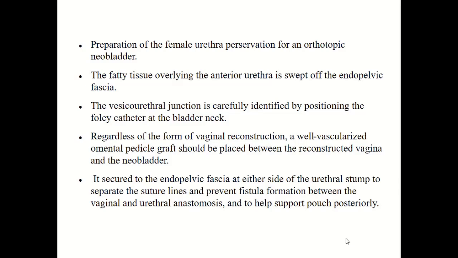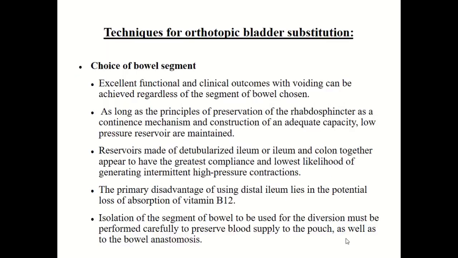Regardless of the form of vaginal reconstruction, a well-vascularized omental pedicle graft should be placed between the reconstructed vagina and the new bladder to prevent fistula formation. It secures the endopelvic fascia at either side of the urethral stem to separate the suture lines and prevent fistula formation between the vagina and the urethral anastomosis, and to help support the pouch posteriorly.